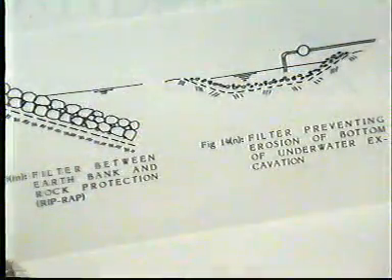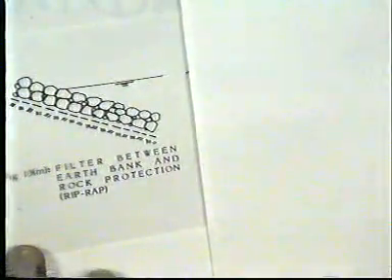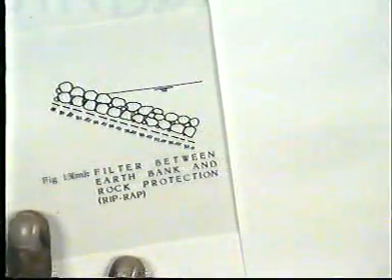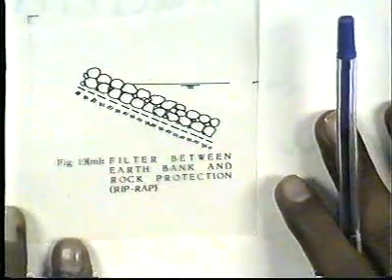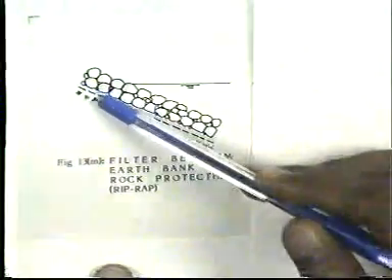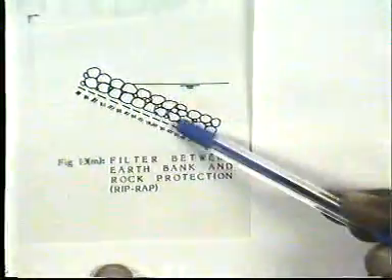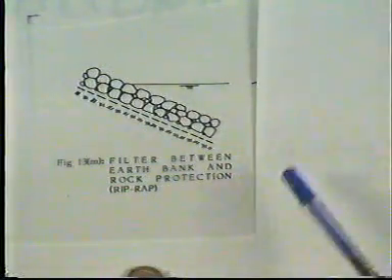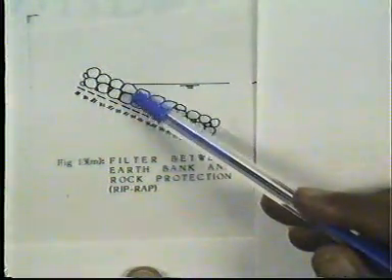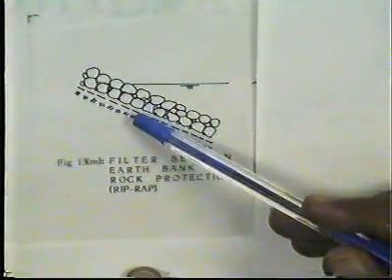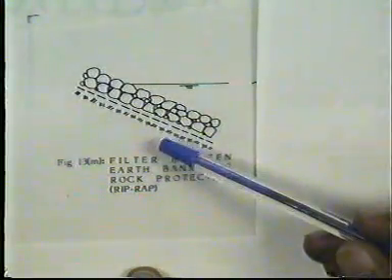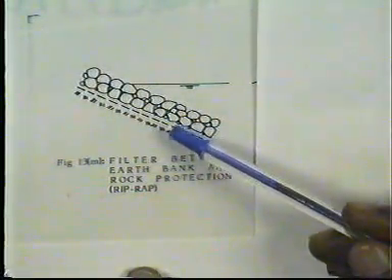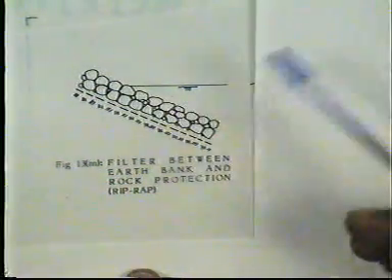Now some of the other applications of geosynthetics as a filtration. So here the geosynthetics material is shown in dotted line, and this filters between the earth bank and the rock protection or the riprap. Here geosynthetics material acts as a filtration.